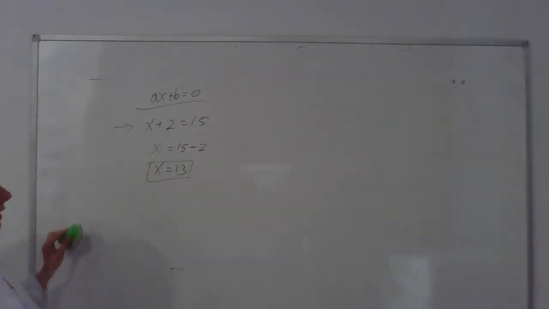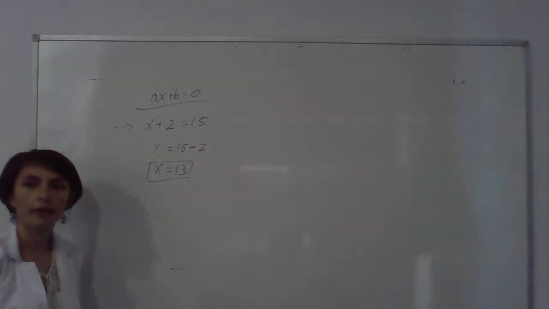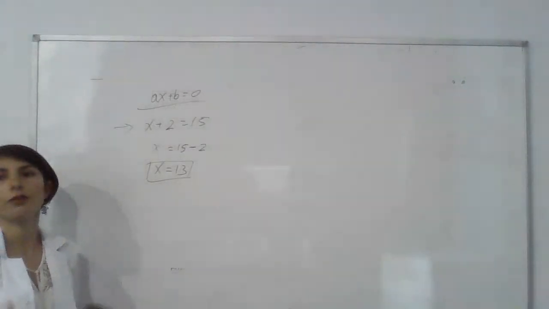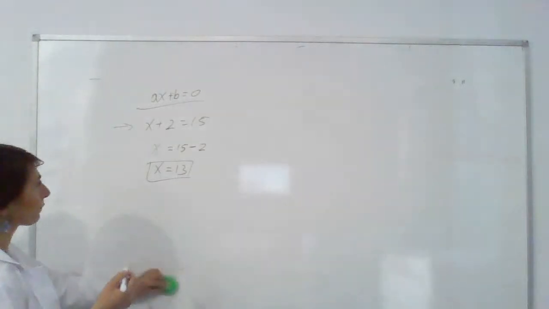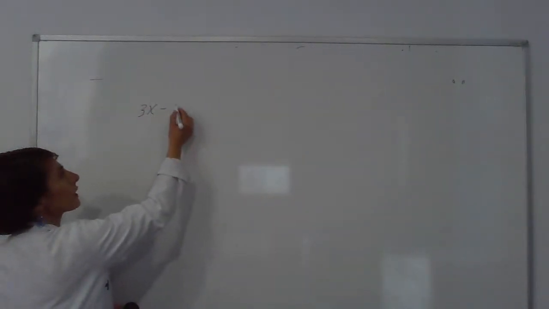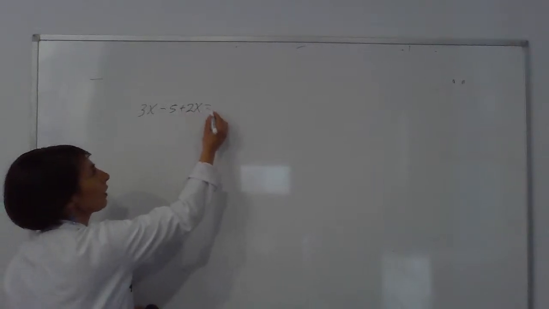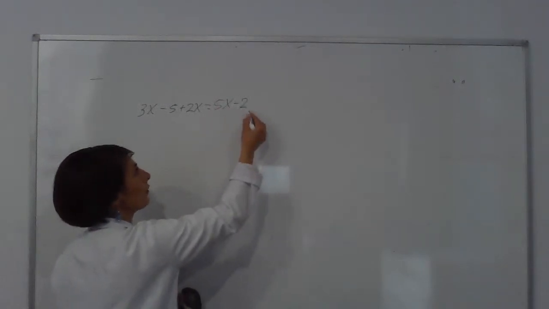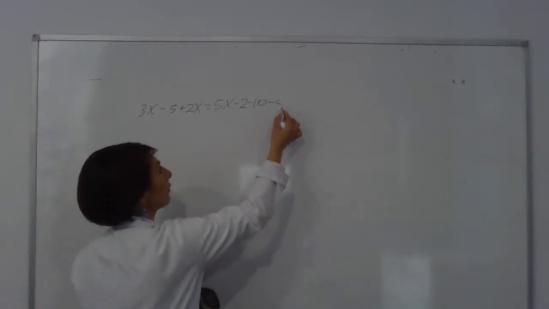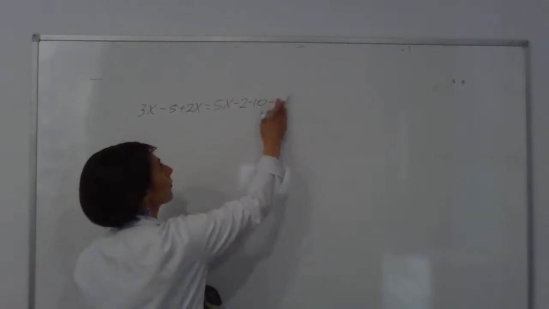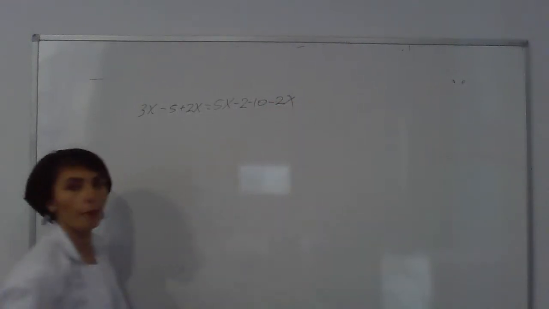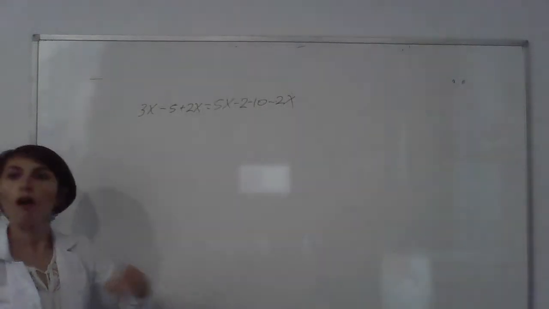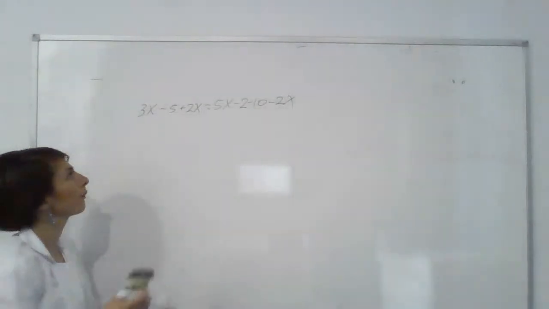Another form of exercise is when we have to simplify the exercise first and then find the x. For example, I might write that 3x minus 5 plus 2x equals 5x minus 2 minus 10 plus 5 minus 2x, okay? In this kind of exercise, first I have to simplify it.